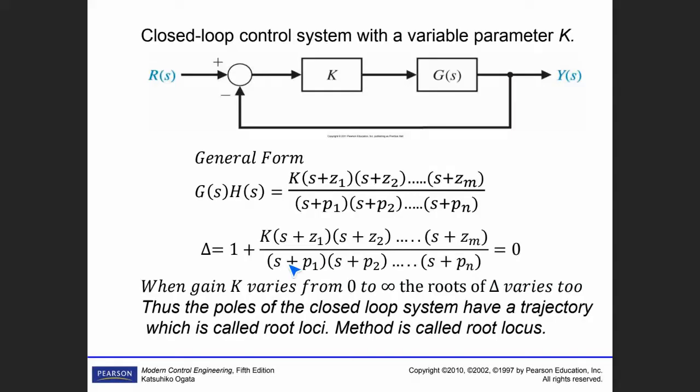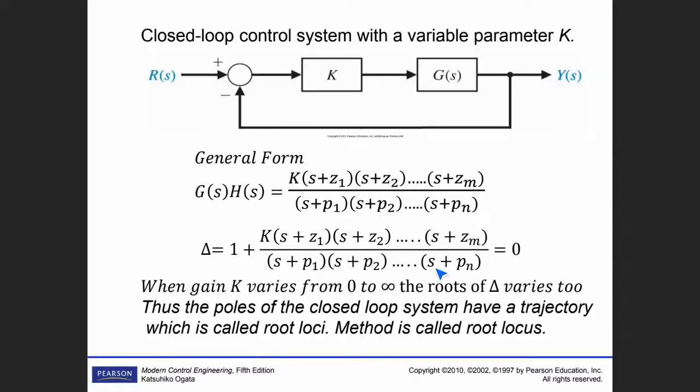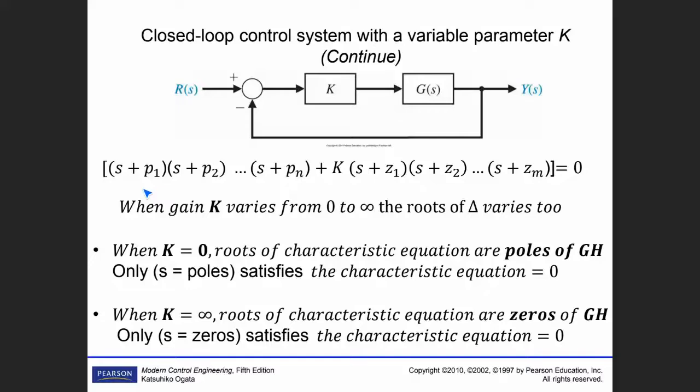Now let's multiply both sides by the denominator. So (s plus p1)(s plus p2) up to (s plus pn), plus K times the numerator, is equal to 0. Now, kids, listen to me carefully here. I'm going to tell it in Turkish first, then I'm going to write it in English.